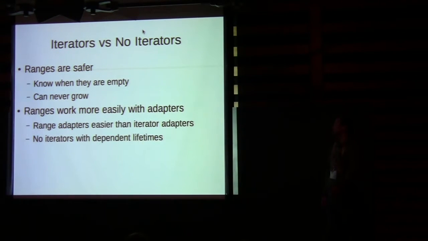I claim that it is easier to write range adapters than iterator adapters. I have absolutely no substantiation here in my slides for that claim. You can believe me or not. But I'm willing to listen to any arguments that I'm wrong. It probably is not a good thing while I'm here because you probably have to look at code for that.